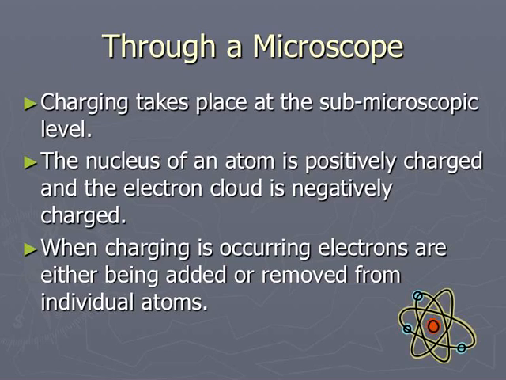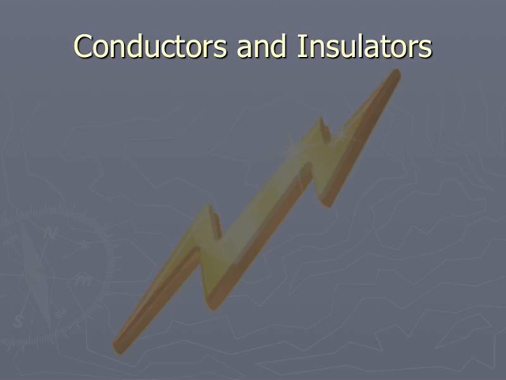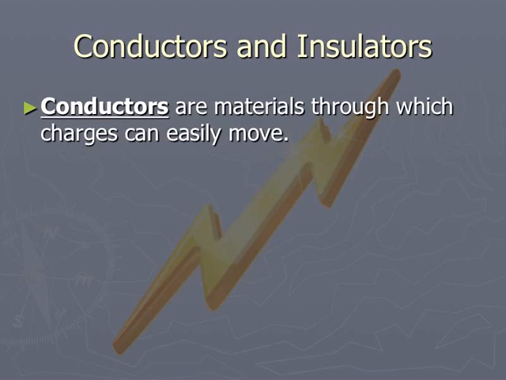All right, guys. Conductors and insulators. Remember, with heat, if heat could flow through something through conduction, we called it a conductor. And if heat didn't flow through something very well, we called it an insulator. We'll have the exact same thing with electricity. In electricity, a conductor is a material through which charges can easily move, specifically electrons. So in a conductive material, electrons can easily jump from atom to atom.